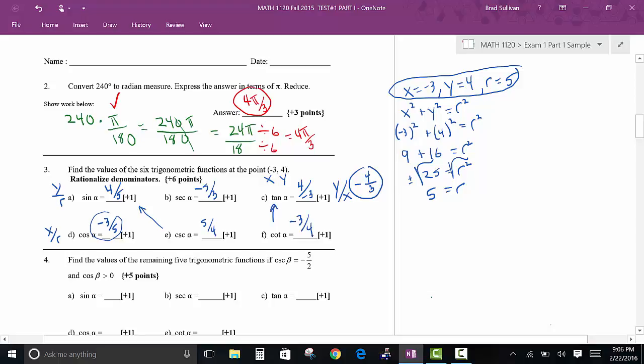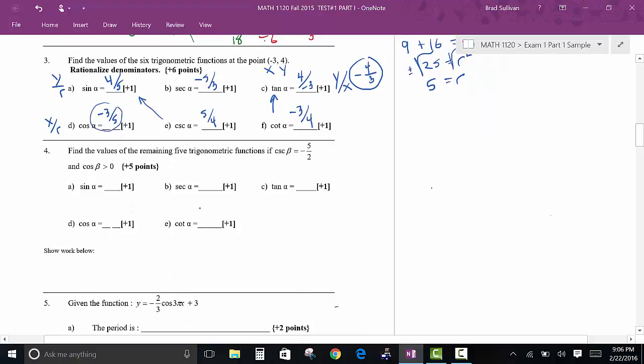Okay? Guaranteed problem. I give you any point. Your job is to find the value of the 6 trig functions. That's a standard good way to test students on whether they know their definitions or not, as is number 4.